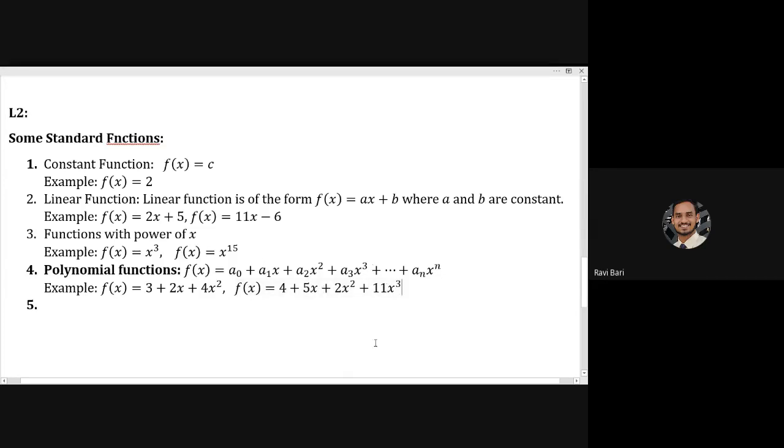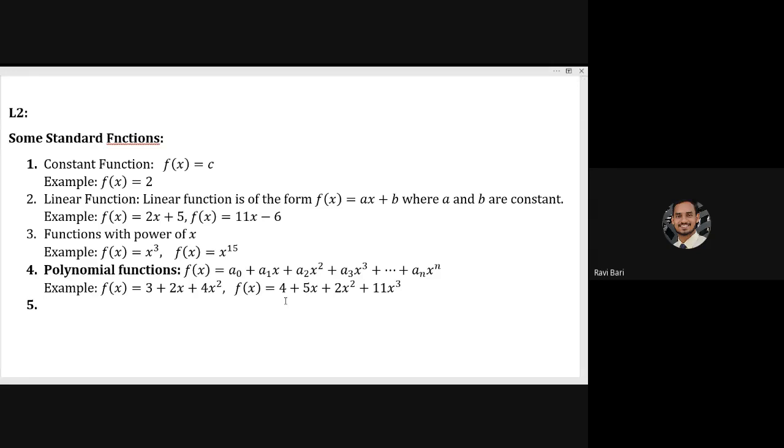So these are the examples of polynomial function. Are you all getting this? Any doubt? Any doubt, students? All right, so we will go to the next type of function.